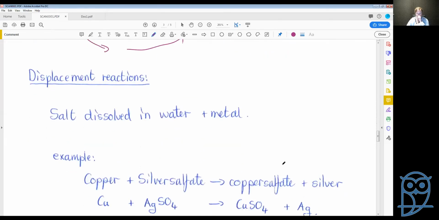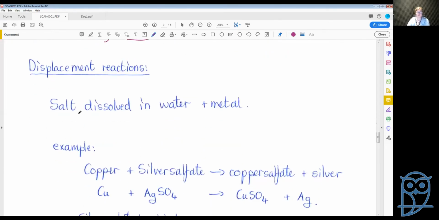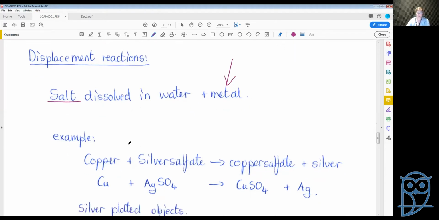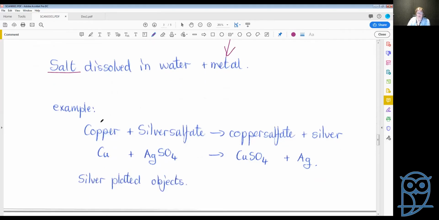Okay. So, displacement reactions. This happens when we have some kind of salt, again, not normal table salt, this is some kind of metal combined with a non-metal salt, so chemical salt, dissolved in water, and then we add a metal to that. So here's our example. We have copper, just plain copper. It could be a penny, it could be a copper coil, a wire, or something. And we add it to silver sulfate solution. So this silver sulfate is dissolved in water.